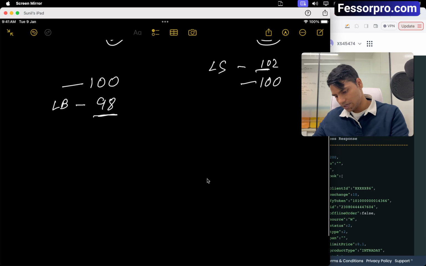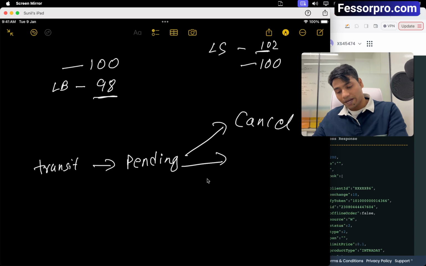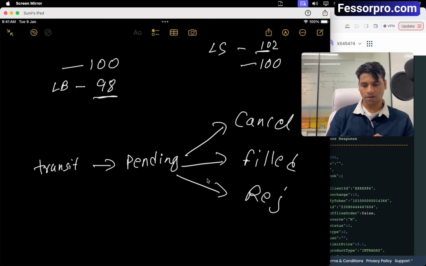So first it is in transit. Then it will go to the exchange. Now it will be in the pending state. Now you might cancel the order, the order might get filled, or the order might get rejected. These are all the possible statuses of the orders.